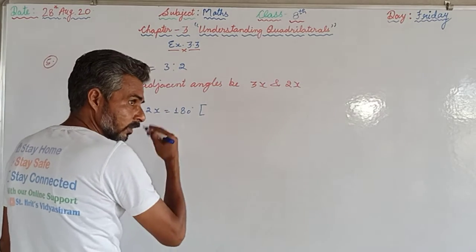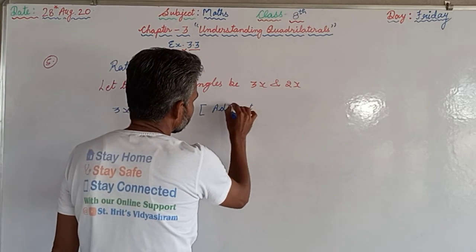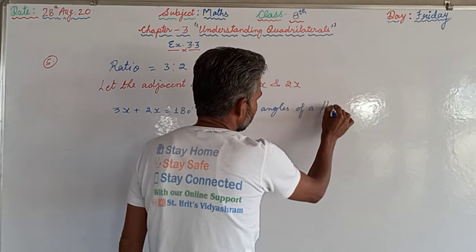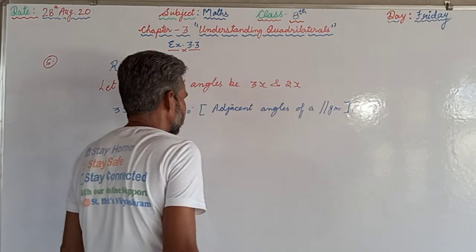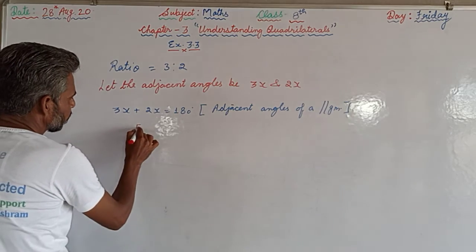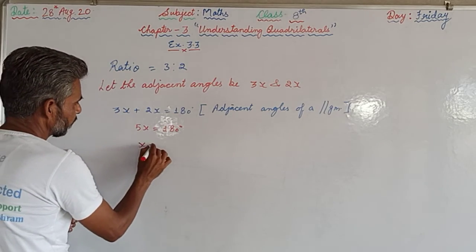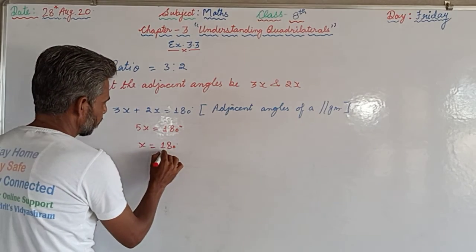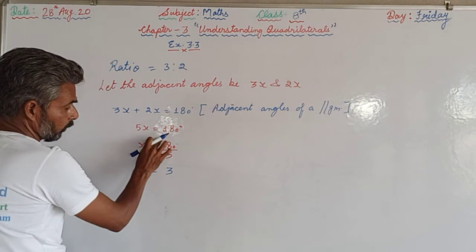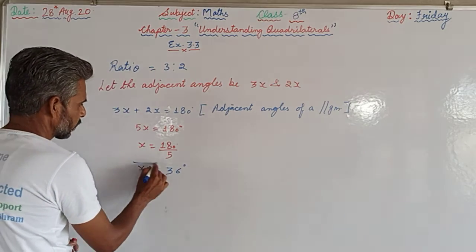Here we will write the reason: adjacent angles of a parallelogram are supplementary. So 3x plus 2x, that is 5x, is equal to 180 degrees, and x will be 180 degrees upon 5. So 5 threes are 15 and 3 remaining, 5 sixes are 30. So x is 36.